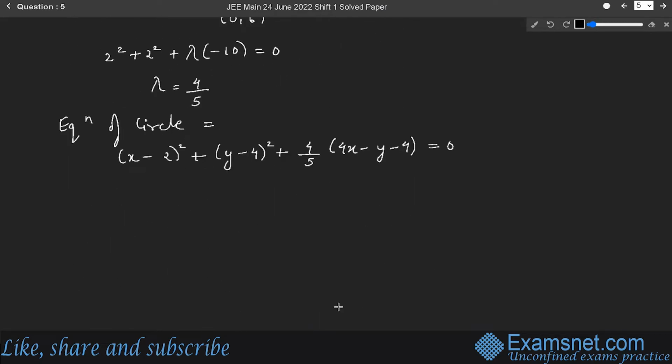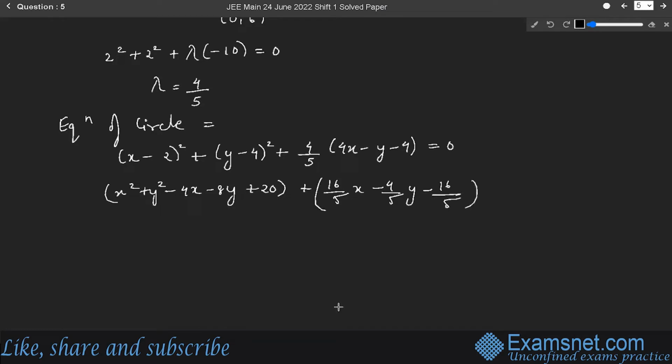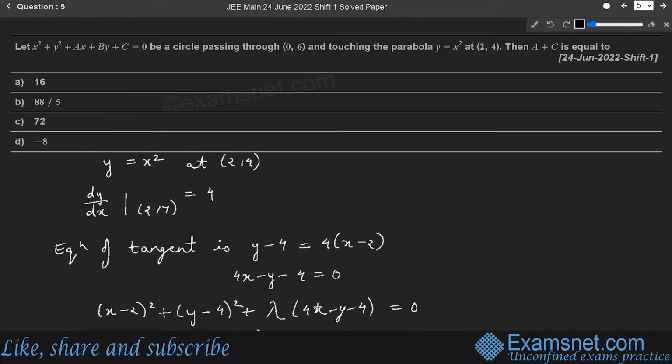So further it can be written as x square plus y square minus 4x minus 8y plus 20 plus 16 by 5x minus 4 by 5y minus 16 by 5 is equal to 0. So here a is equal to minus 4 plus 16 upon 5 and c is equal to 20 minus 16 upon 5. Therefore, a plus c will be equal to 16. Hence, we can say that the value for a plus c is 16. So, the correct option here is option number A, which is 16. I hope this question is clear to you.